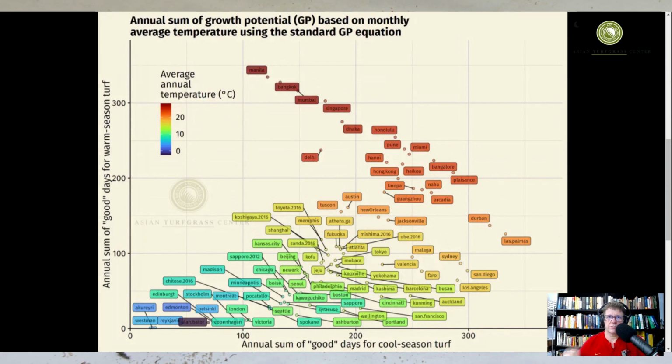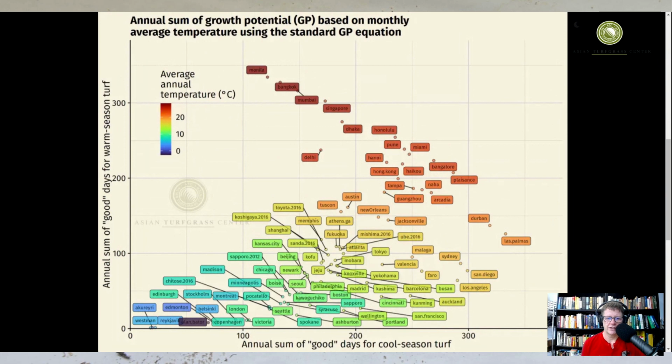Now your season will actually be longer than that because you have a lot of days where you have growth potential of 0.4, 0.4, 0.4, and that's what your spring and autumn are often like. And anyway, it's possible to make the comparison between locations if we use the standard equation.